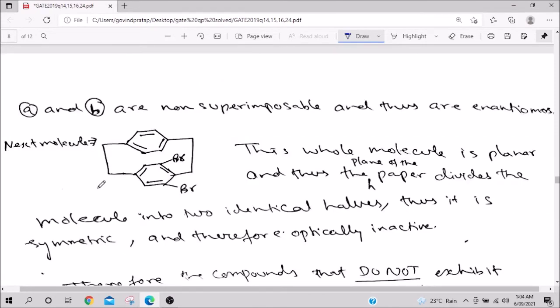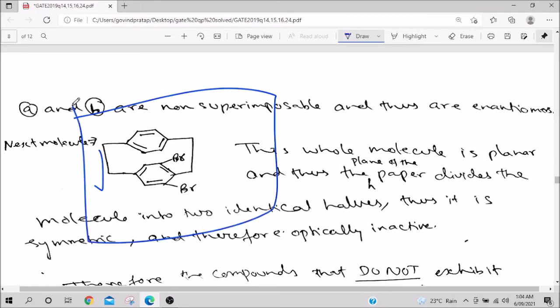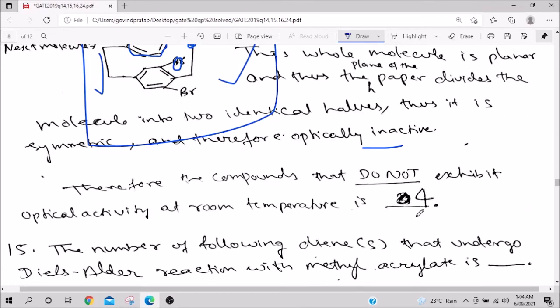Now, this molecule clearly has planar symmetry. What is the planar symmetry? Imagine this board itself to be the plane of symmetry. So, what it does? It divides this whole carbon framework into two identical halves. This CH3, imagine this as a ball. So, two identical halves. Similarly, bromine is a ball. So, this is definitely a symmetric molecule. It has a planar symmetry and therefore, it is optically inactive. So, the number of compounds that do not exhibit optical activity at room temperature is 4. Okay. Moving on to next.